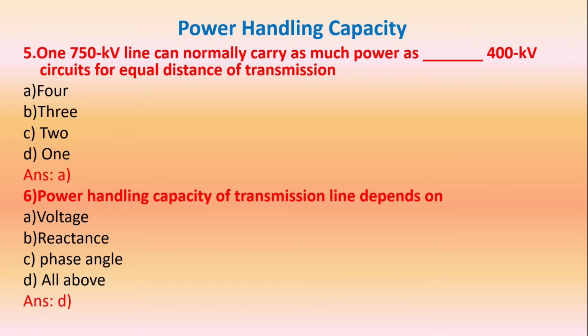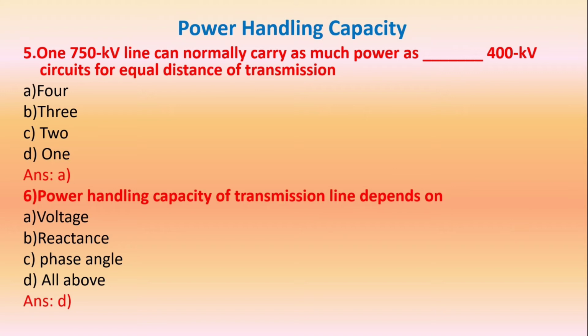Question 5. One 750 kV line can normally carry as much power as how many 400 kV circuits for equal distance of transmission. Option A, 4, option B, 3, option C, 2, option D, 1. The correct answer is option A, because as the transmission voltage decreases, it requires more number of circuits.